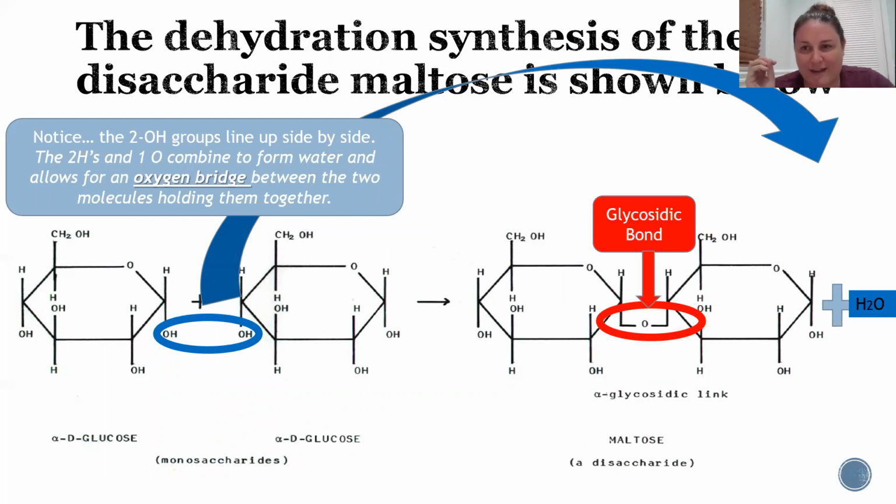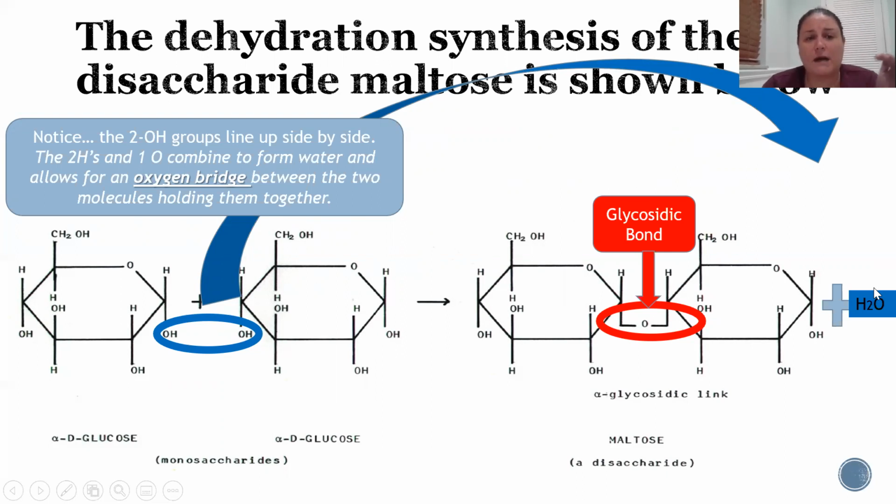I got the little water dripping there. I don't know if you can hear it. That's the water being taken out. So here is my two glucose molecules. And you'll notice here are my hydroxyl groups. You'll notice that these two are lined up side by side. And my two hydrogens are going to combine with my one oxygen. So I'm going to have this hydrogen from here and my hydrogen from here and this oxygen. They're going to combine to form water. Okay, so there's my water that came out.